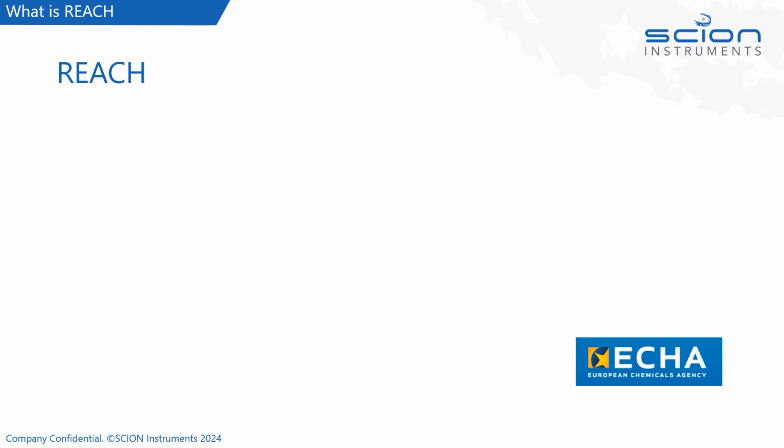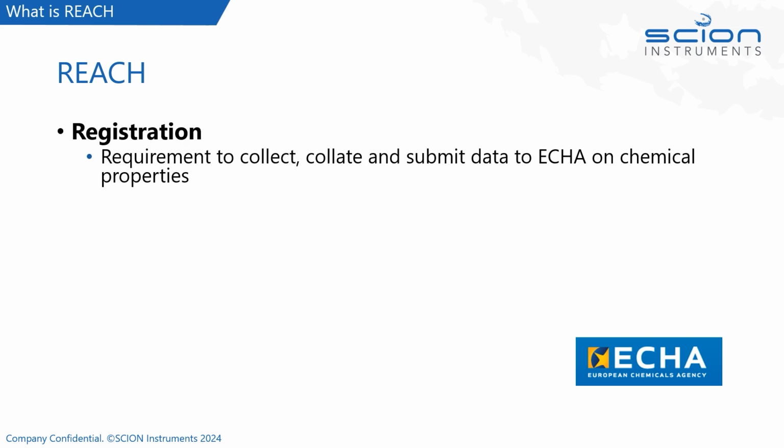So just to break that down into a little bit more detail, registration is a requirement to collect, collate and submit data to the European Chemicals Agency, or ECHA, on the properties of all substances with the current exception of polymers and non-isolated intermediates. This applies to any substance manufactured or imported into the UK or the EU in quantities above 1 tonne per year. Certain substances of high concern, such as carcinogenic, mutagenic and reproductive toxic substances, will also have to be authorised.